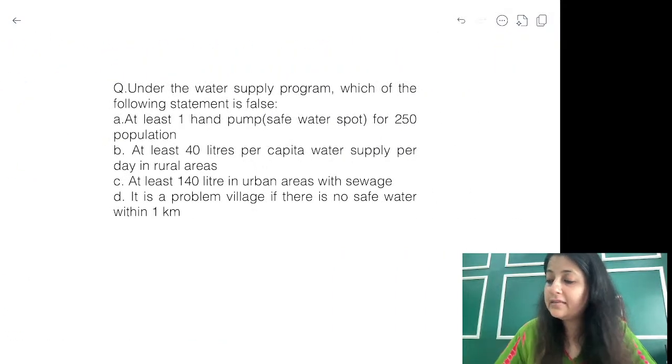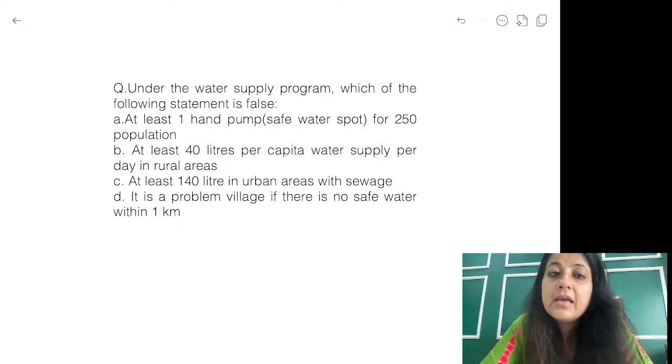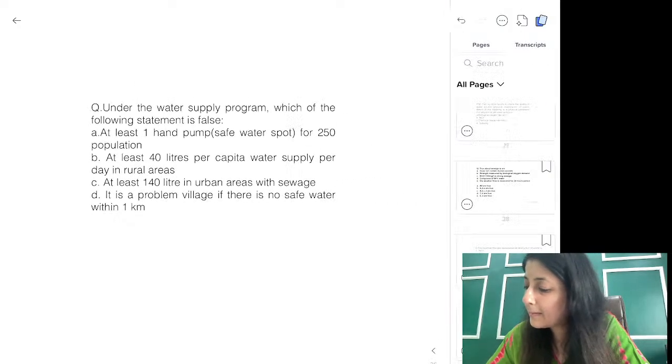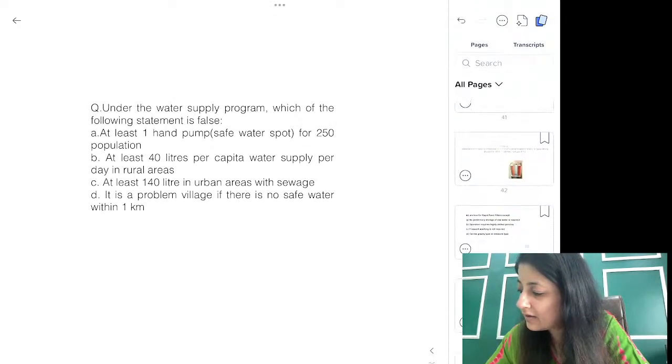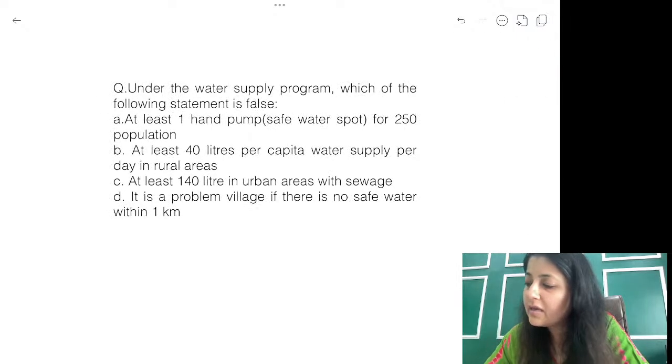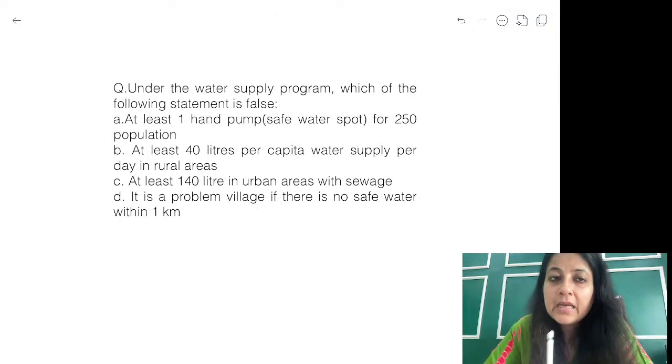Okay, moving ahead, let's quickly answer a couple more questions. 15 more minutes on the clock. Under the water supply program, which of the following statements is false? Yeah, we'll finish it in 15 minutes. Under the water supply program, which of the following statements is false?